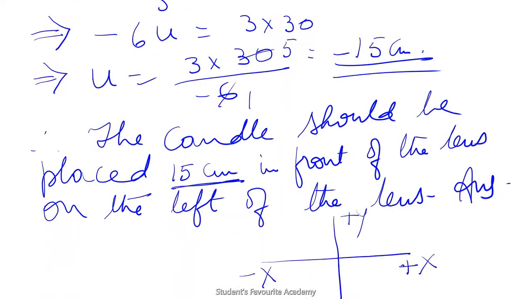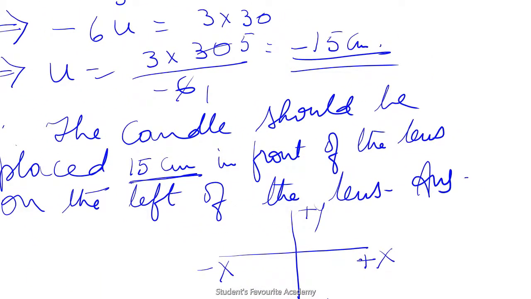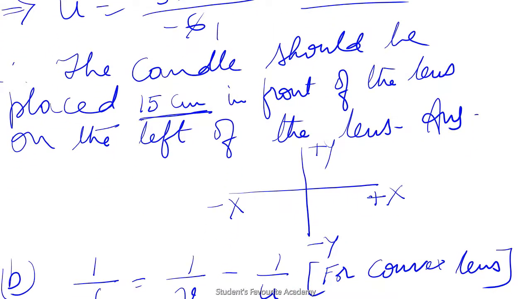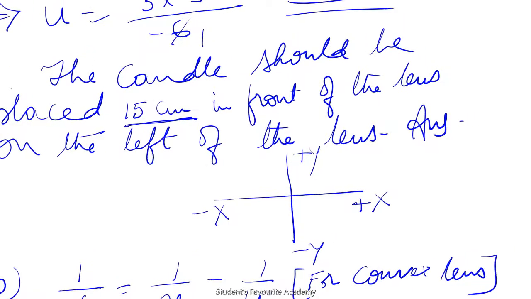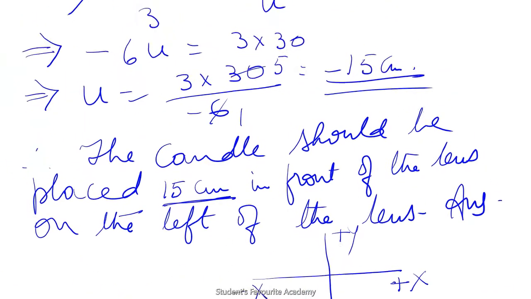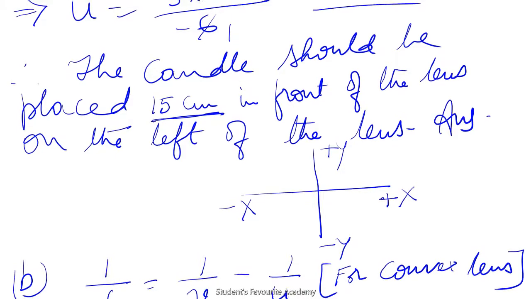So that means the candle should be placed 15 centimeter in front of the lens, on the left of the lens, that is here. Okay, so minus 15 centimeter implies on the left. Suppose this is the coordinate system I have told you, and this represents the lens. Then our object distance we got is minus 15, so it must be kept on this side, and real images are always formed on the side opposite to the object, that is this side.